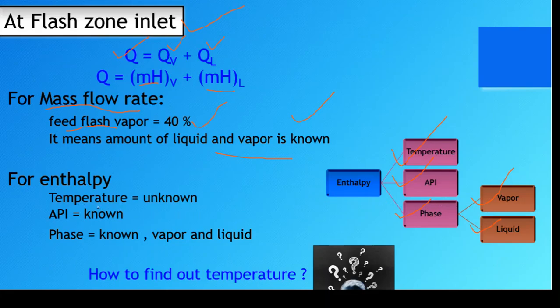Let us take an example. For example, at the flash zone temperature, we don't know the temperature. Temperature is not given. API, yes, we can find out the API because API is related with the material and material information is given. Phase is known because there are two phases, one phase is liquid, one phase is vapor. So basically phase is known, the only missing thing is the temperature. So that is the big question, how we can find out the temperature.